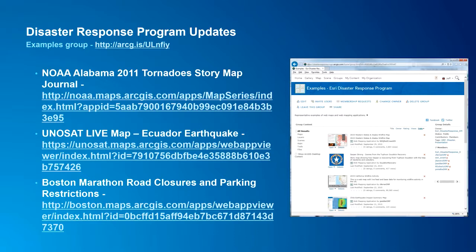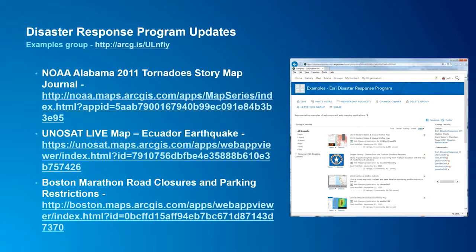One thing we'll get into is a NOAA story map journal that was just created from the National Weather Service offices in northern Alabama. It's really a commemorative look at and a reconstruction of what happened in 2011 with the terrible tornado outbreak that happened that day.